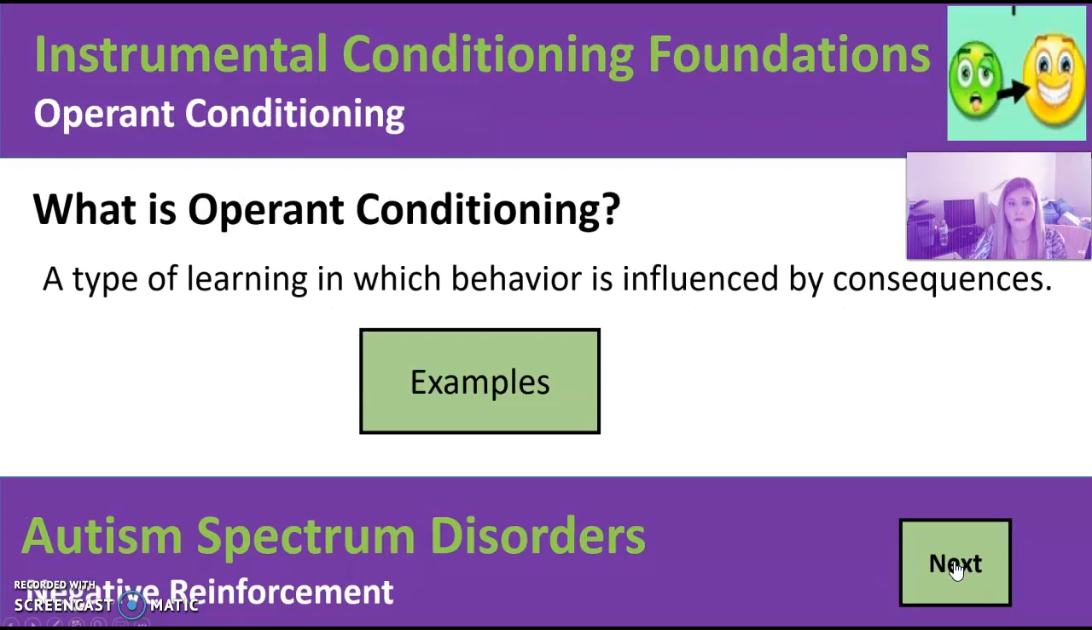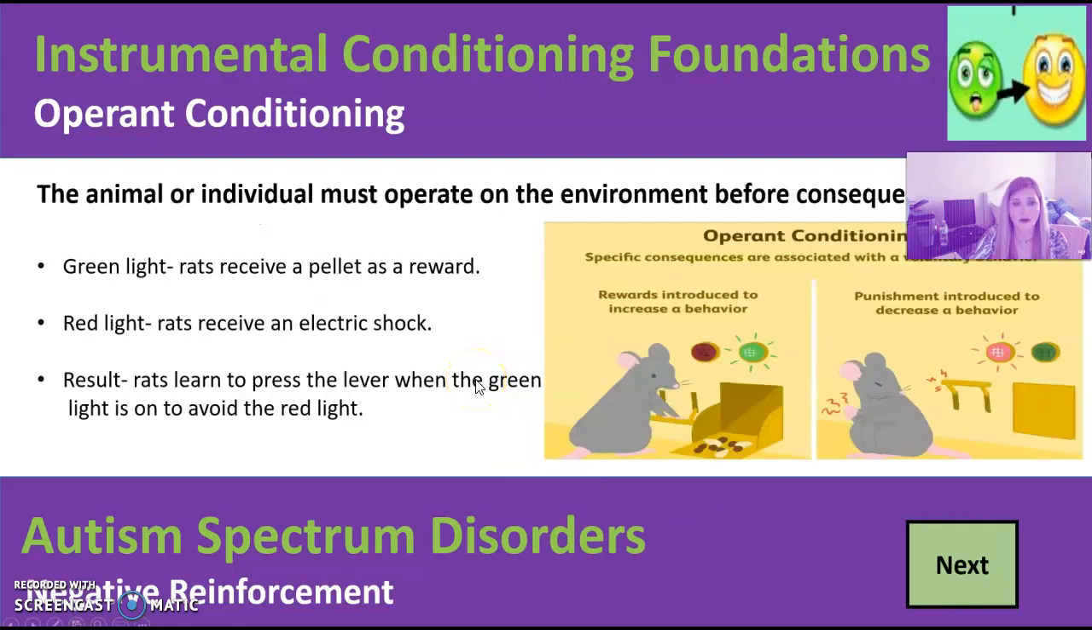First, we'll start with operative conditioning. It is a type of learning in which behavior is influenced by consequences, and we'll look at some examples. In this first example, the animal or individual must operate on the environment before a consequence can occur. For example, this mouse pulls the lever down and it gets either a green light or a red light. On the green light, it receives a pellet as a reward. On the red light, it receives an electric shock.